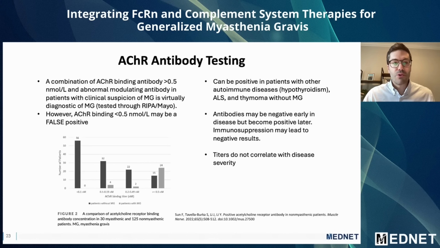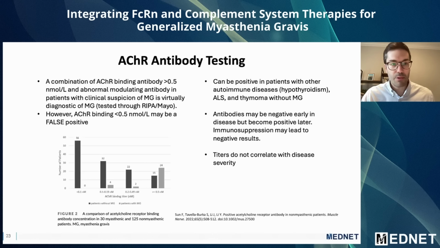So with the antibody, if it is a high titer and the modulating is positive, it is virtually always going to be myasthenia gravis, as long as it's consistent with the clinical picture. A nice study that I included here by Yubing Li and his group at Cleveland Clinic found that a combination of the AChR binding antibody greater than 0.5 with that abnormal modulating antibody is virtually diagnostic, and this was tested through the Mayo lab.